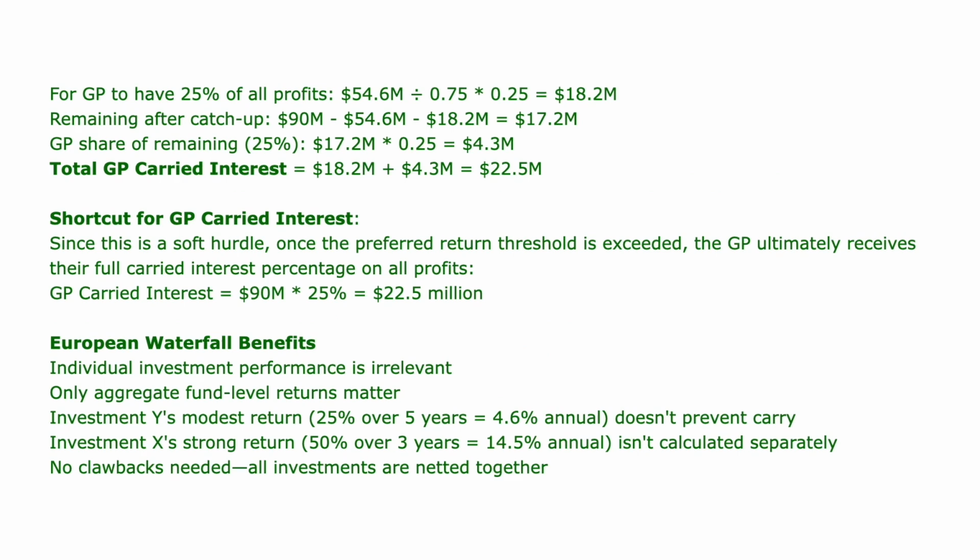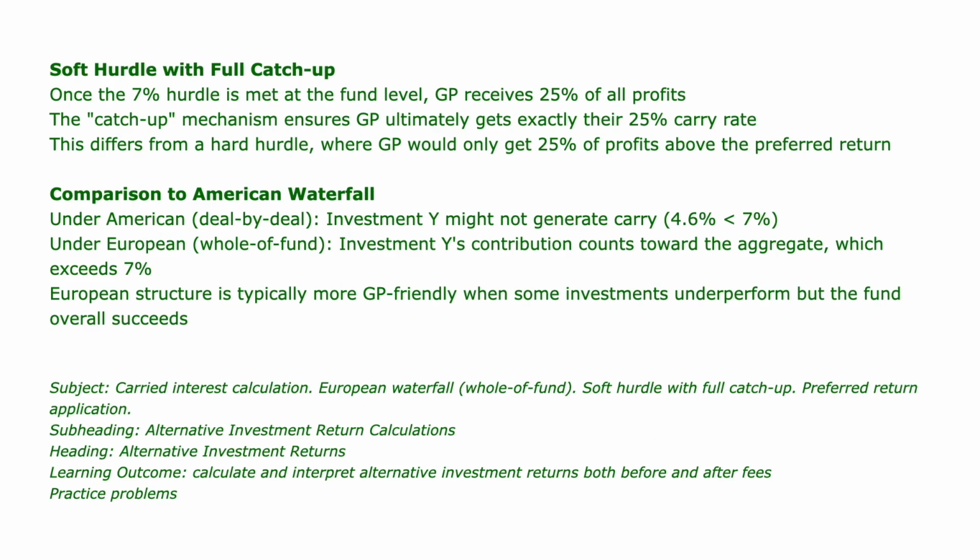With full catch-up, GP first receives enough to reach 25% of profits, then shares the remainder. This results in GP carry of $22.5 million, exactly 25% of total profits. Soft hurdle plus full catch-up ensures GP ultimately gets 25% of all profits once hurdle is met. European waterfall nets all deals together, so weaker investments don't block carry as long as the fund overall clears the hurdle.